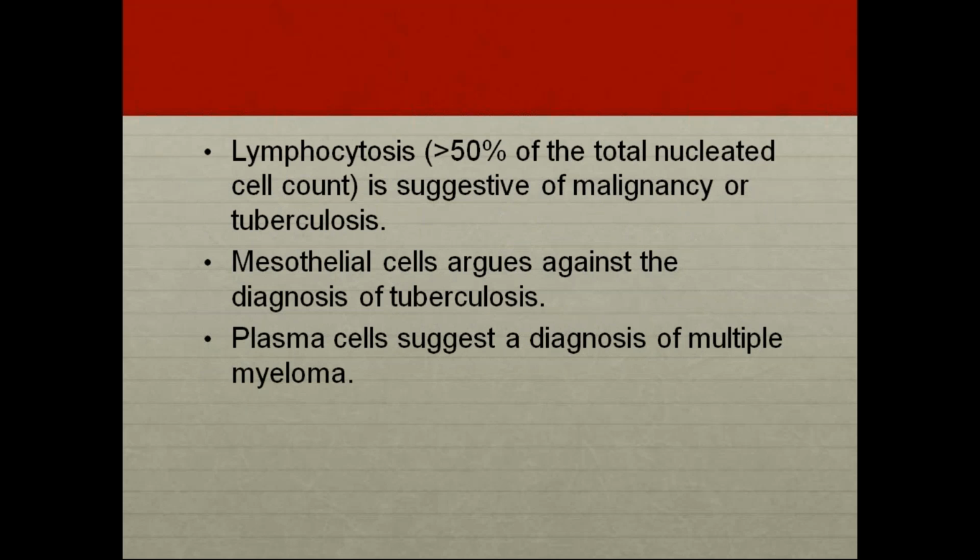Lymphocytosis. More than 50% of the total nucleated cell count being lymphocytes suggests malignancy or tuberculosis. Whenever you find excess lymphocytes in the pleural fluid, it is suggestive of tuberculosis or malignancy, which is important. Tuberculosis is the most important. You already know that the lymphocytes are more in tuberculosis. Any mesothelial cells argue against the diagnosis of tuberculosis. Plasma cells suggest a diagnosis of multiple myeloma.